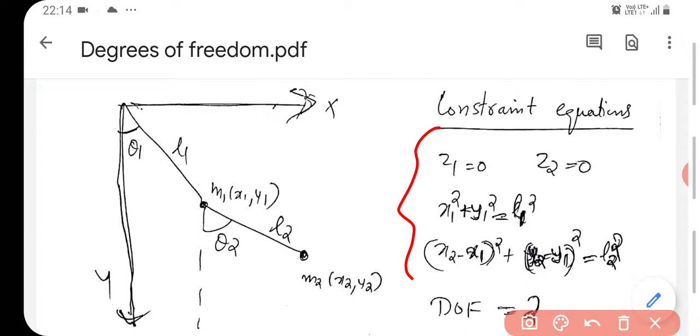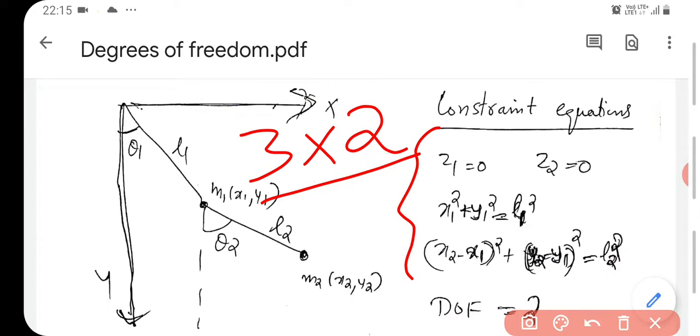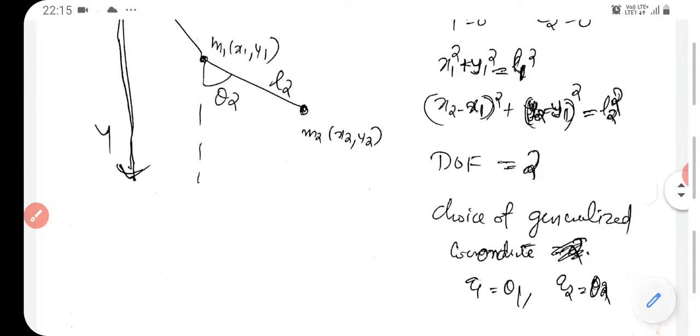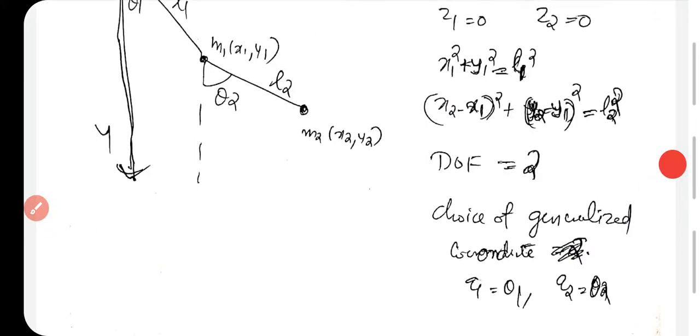Since we have two particles here, it had 6 degrees of freedom, 3 into 2. Each particle has 3 degrees of freedom, and there are two particles, so 6 degrees of freedom are there. And there are four constraint equations. So 6 minus 4 equal to 2, the degrees of freedom now decrease to 2. So d.o.f. is equal to 2.